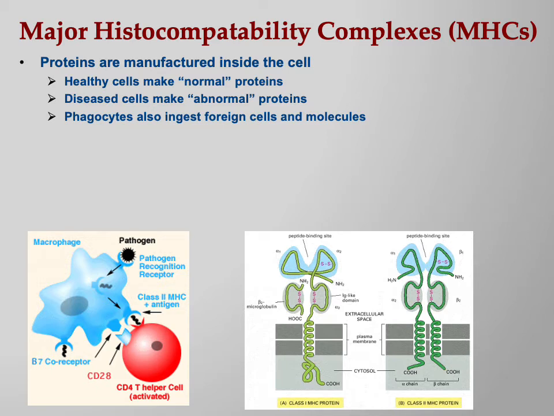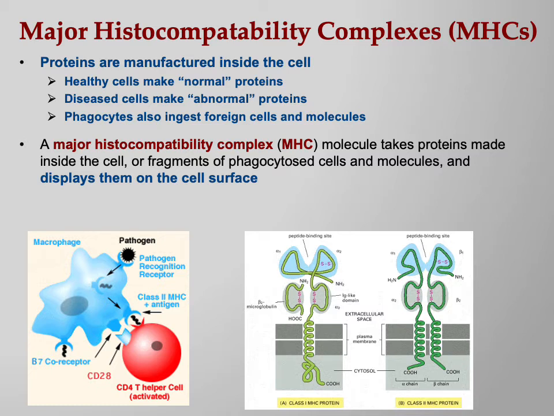So what will happen is phagocytes, like APCs, like dendritic cells, like macrophages, like B cells, they'll ingest foreign cells and molecules. And then the major histocompatibility complex molecule takes proteins made inside the cell, or fragments of phagocytized cells and molecules, and displays them on the surface, all right? So every cell in your body will do this, okay? So it's got proteins inside of it. It will take parts of these proteins, fragments, and display them on the surface. And it uses a major histocompatibility complex protein to do that.